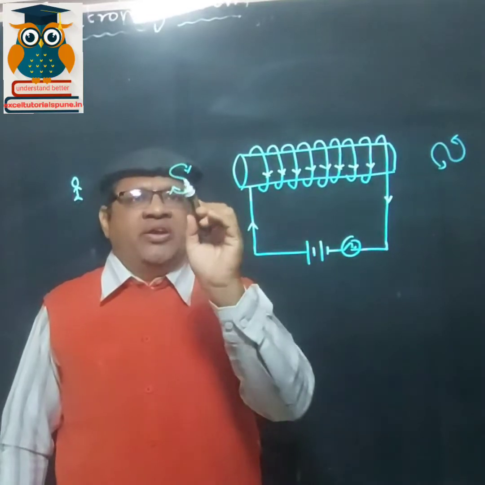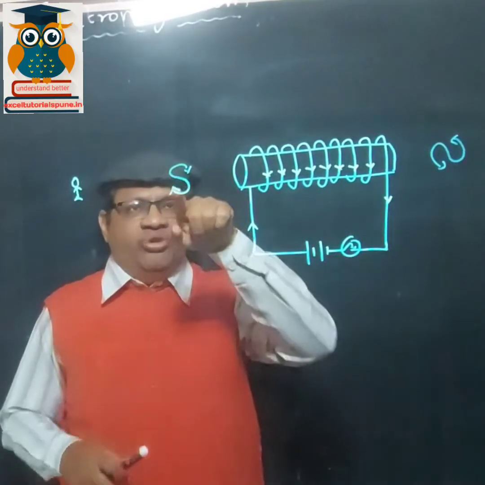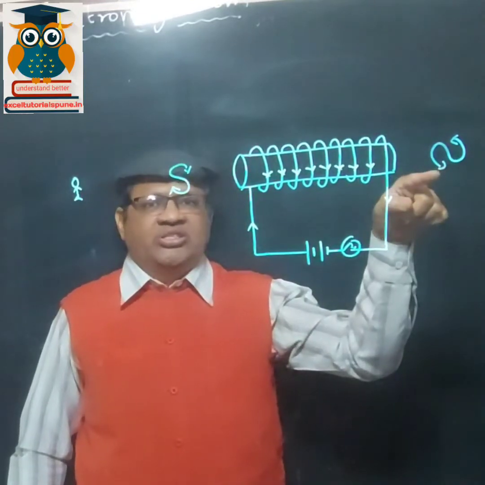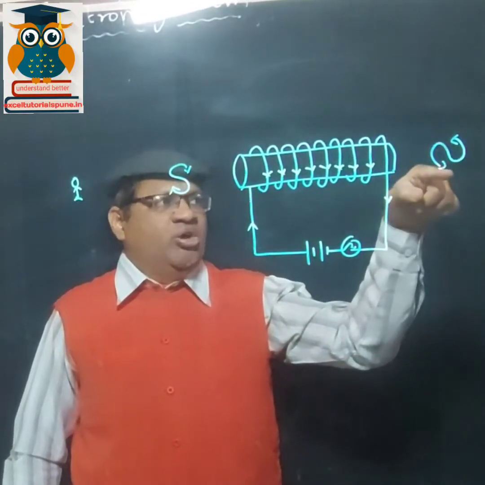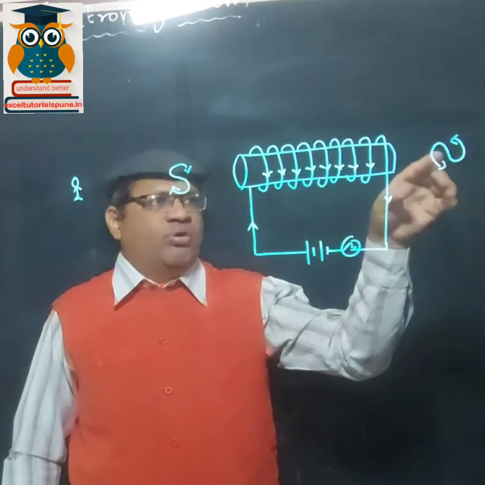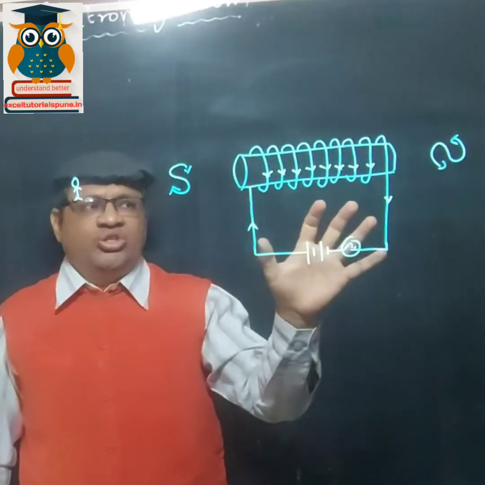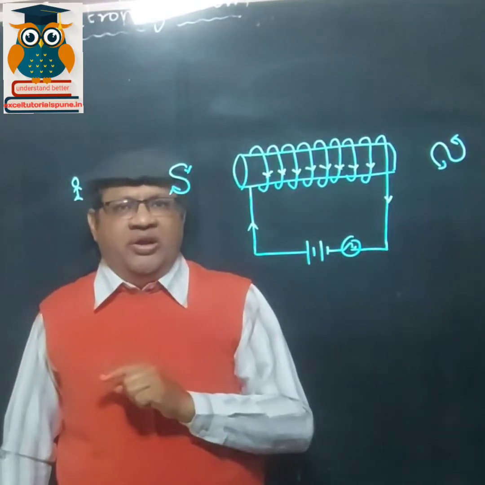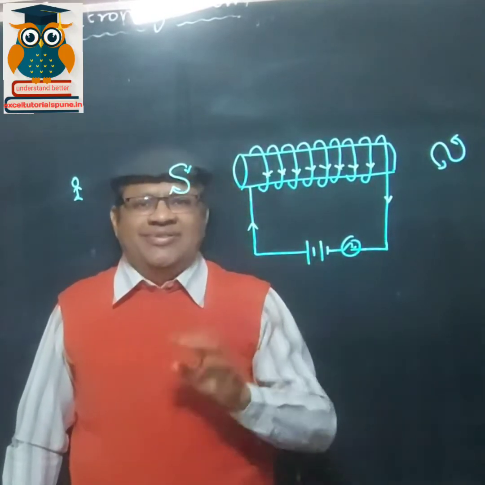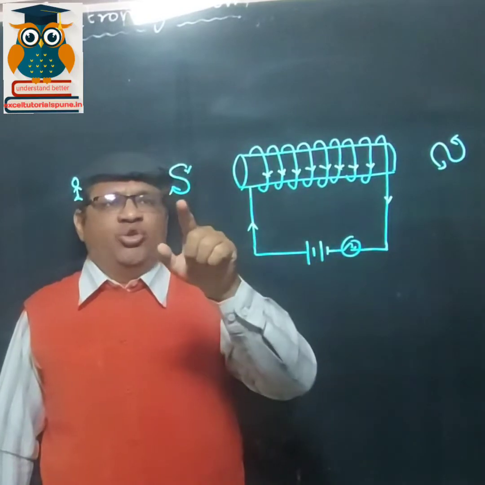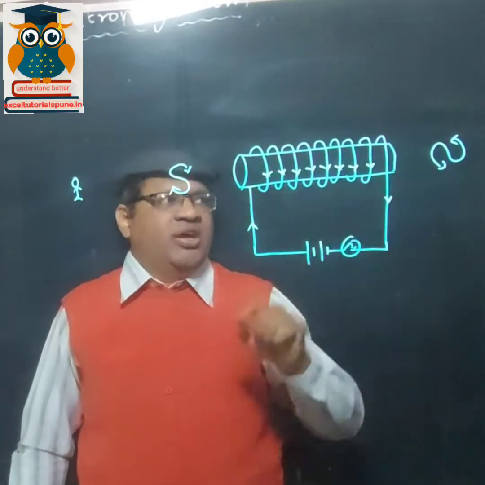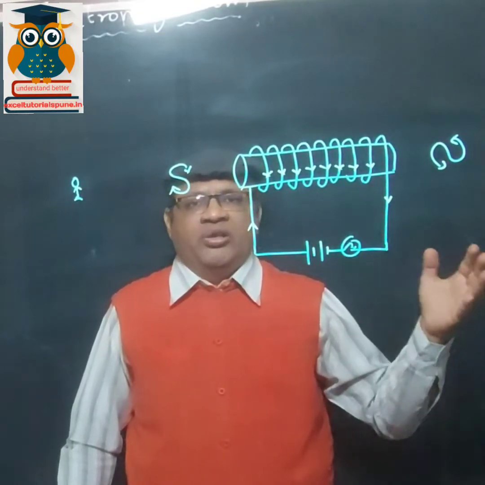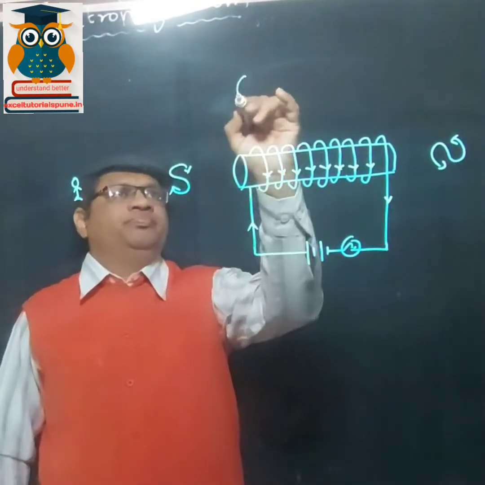So this south I am writing in such a way that we observe that the current is moving in the clockwise direction, and this north I am writing in such a way that we observe that the current is moving in the anti-clockwise direction. So if supposing this is a solenoid and you are standing over here and observing the direction of the current, and if the direction of the current is clockwise, then it's said to be south polarity, and if the current is moving in the anti-clockwise direction, it is north polarity. So this is the clock rule.